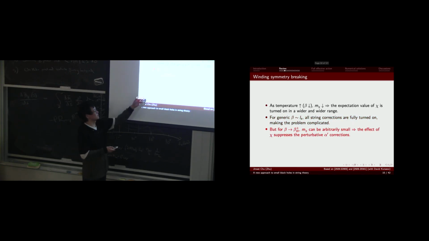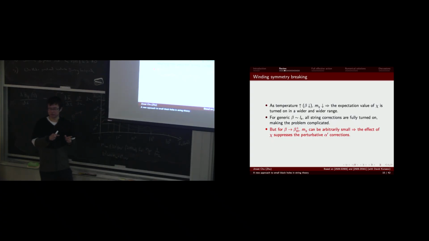However, if beta is close enough to that critical value beta_H, the two terms in the mass formula kind of balance each other and make the mass of chi arbitrarily small. So in this case, the effect of chi suppresses the perturbative alpha prime corrections and makes the problem simpler.